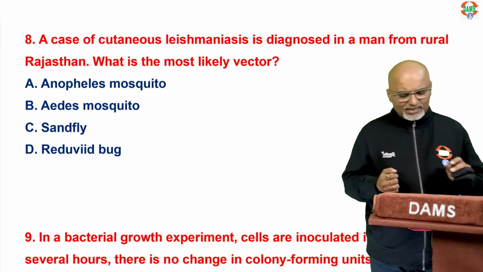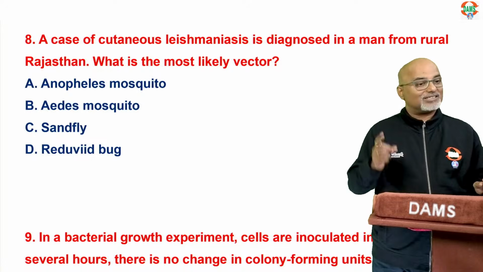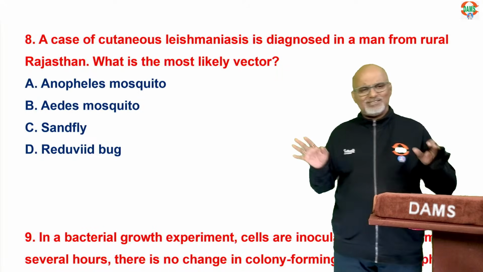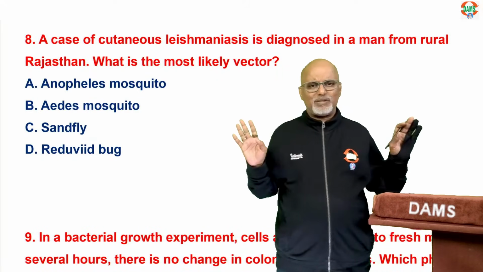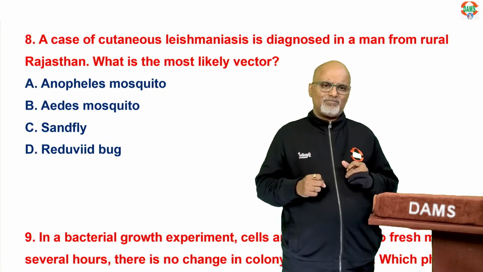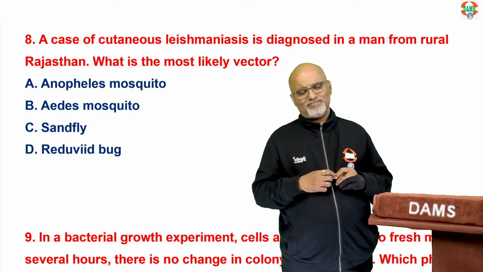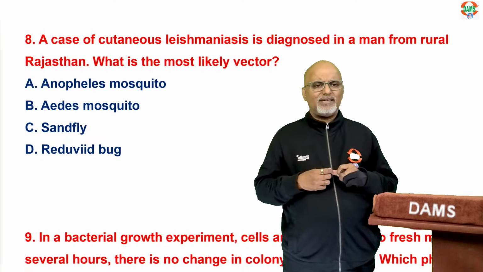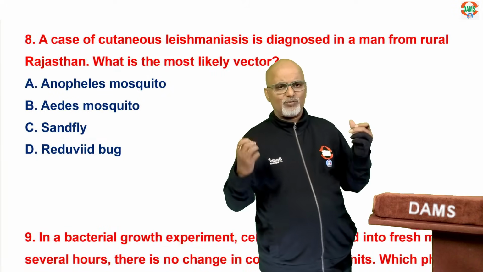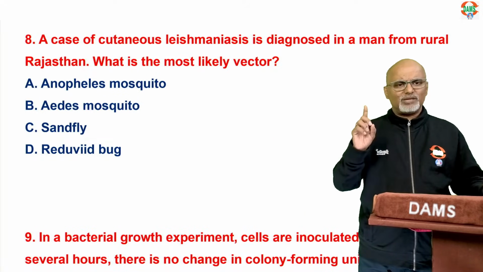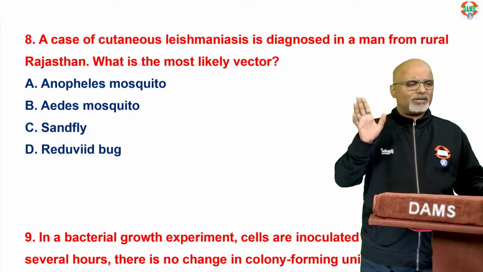A case of cutaneous leishmaniasis, parasitology, diagnosed in a man from rural Rajasthan, India. What is the most likely vector? This is a question we can always expect. Vector, vector, vector. Tick is the vector for babesiosis. They may ask filariasis, what is the vector? Dengue fever, yellow fever, Plasmodium, what is the vector? So always read my vector table, 100% you may get a question.